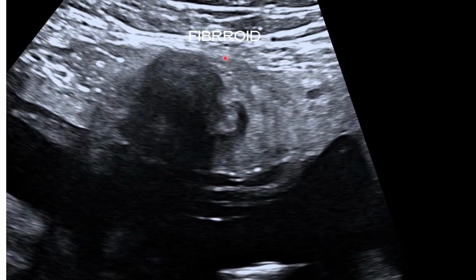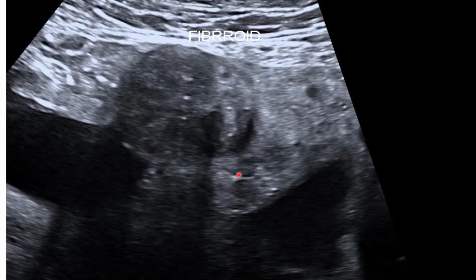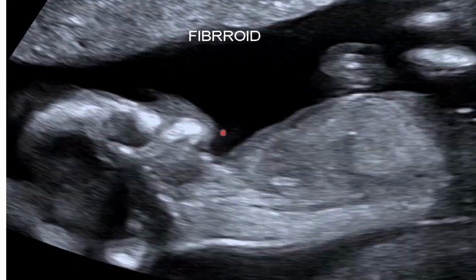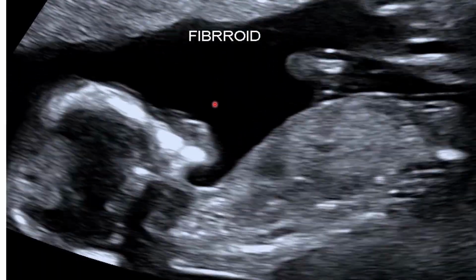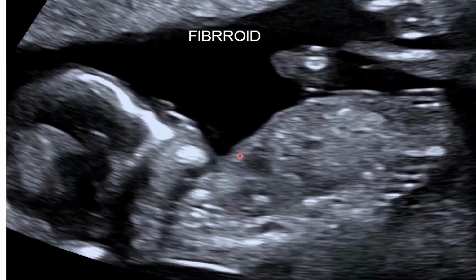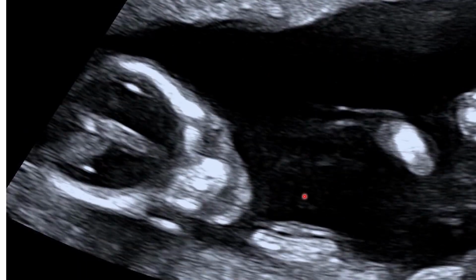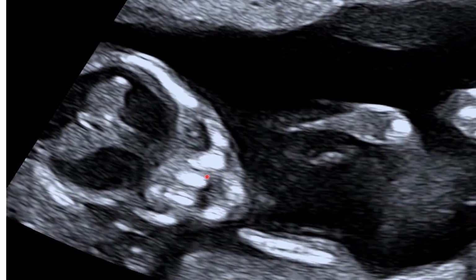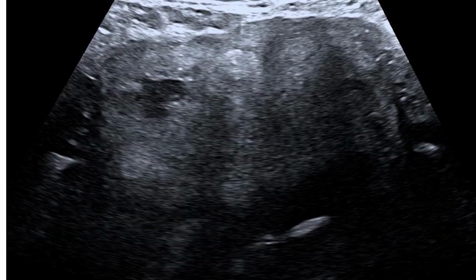So you must localize the fibroids and also determine the sizes. Unfortunately, there's nothing much that can be done besides managing the pain at this stage. You can't remove the fibroids when the pregnancy has grown like that. So you can see the nasal bone there. That's the fetal brain.